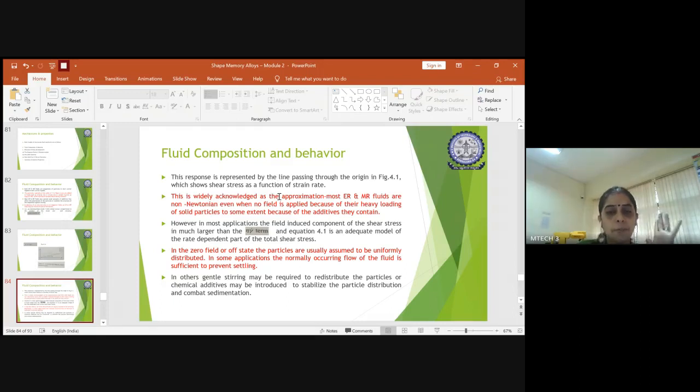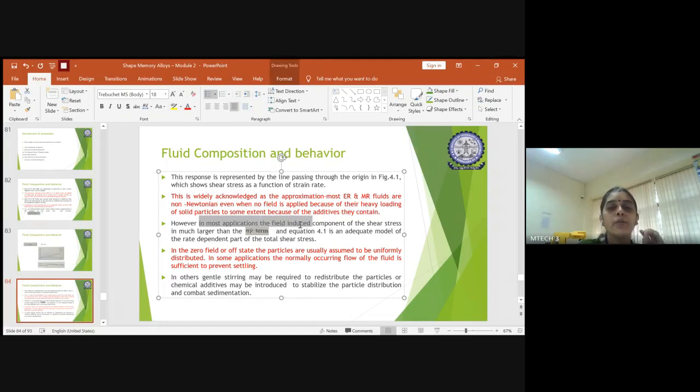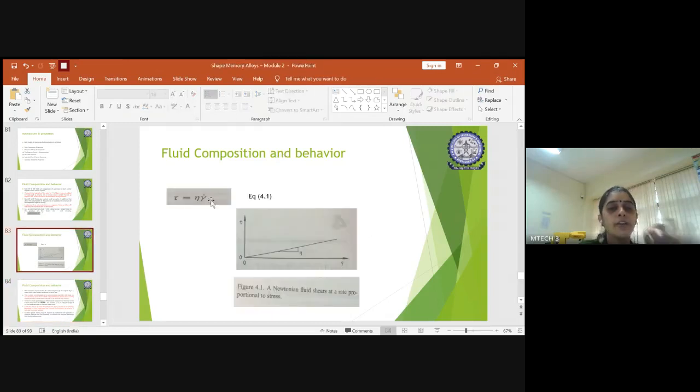Keeping this concept in mind, now I'm speaking about some applications. However, in most applications, the field induced in the given smart fluid develops a shear stress which is much larger than the theoretical value shown in the equation. Here the equation shows the shear stress and the shear strain. In experiments, when you are using any smart fluid device, the shear stress value you actually get will be more than the theoretical value of the shear stress you have calculated.